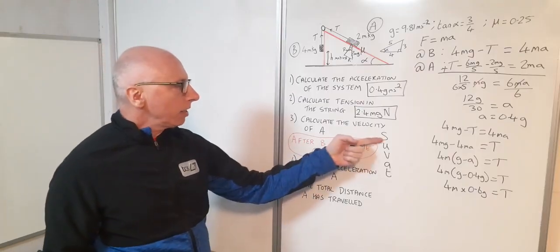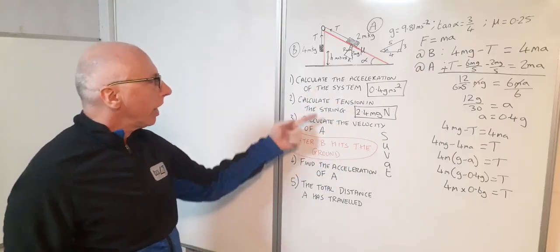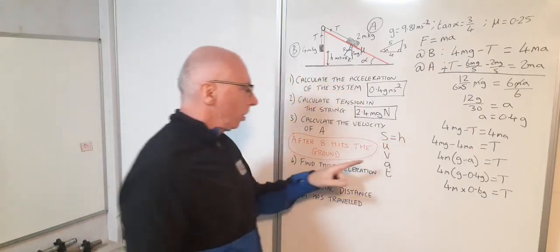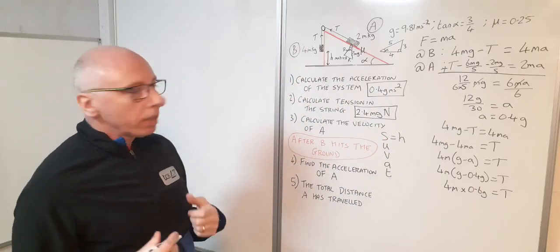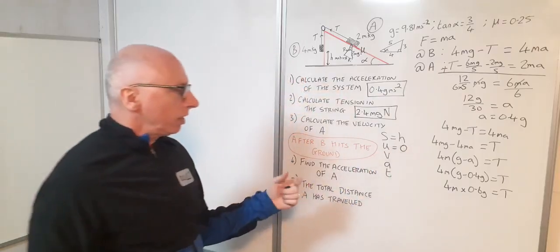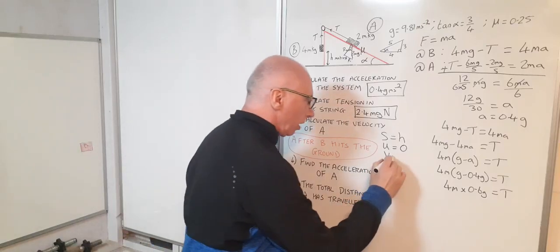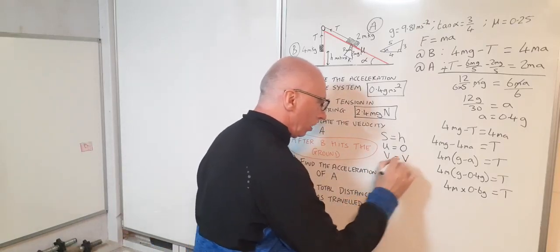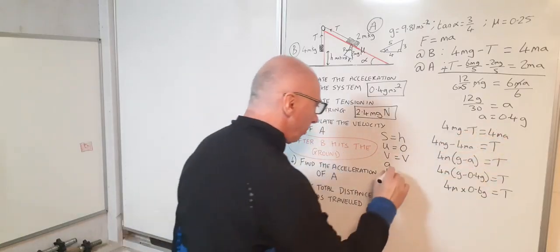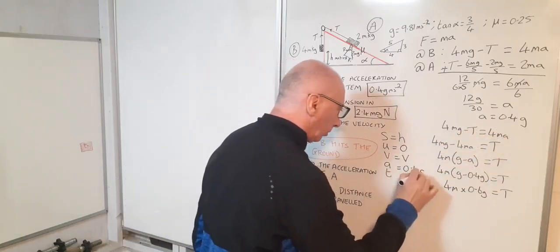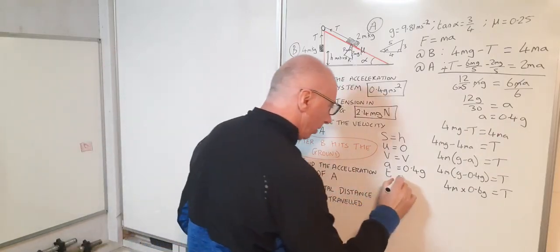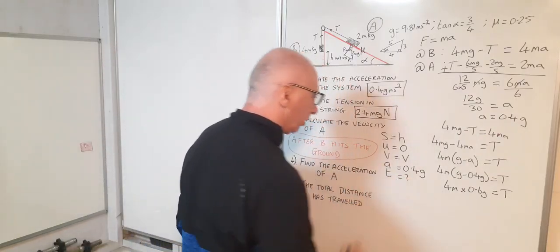So S is my distance. So in this stage, the distance travelled is going to be h. U is my initial velocity. So it's going to be starting from stationary. V is the velocity. Well, that's what I want to find. Acceleration, I've just calculated that. That's 0.4 g. And time, it doesn't ask me about time, so I'll just leave that in there as a blank.